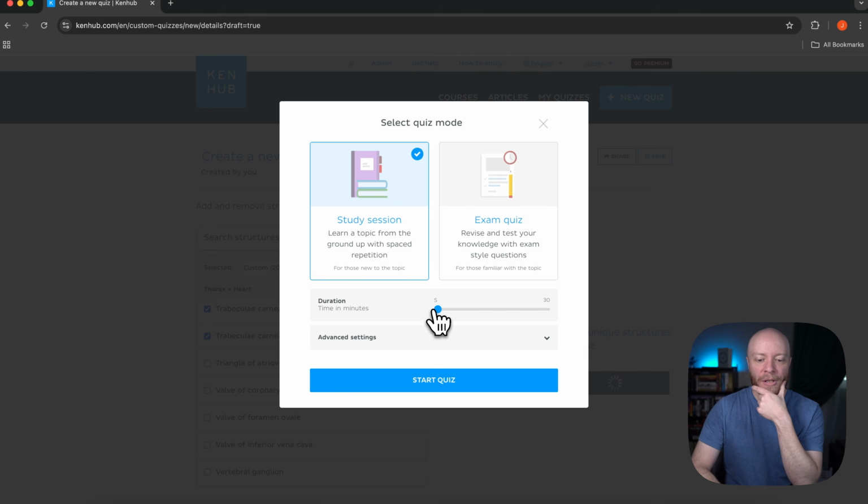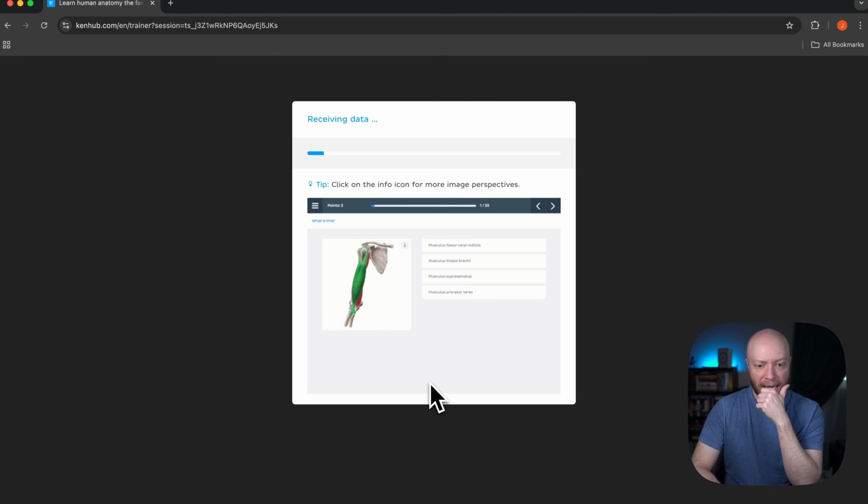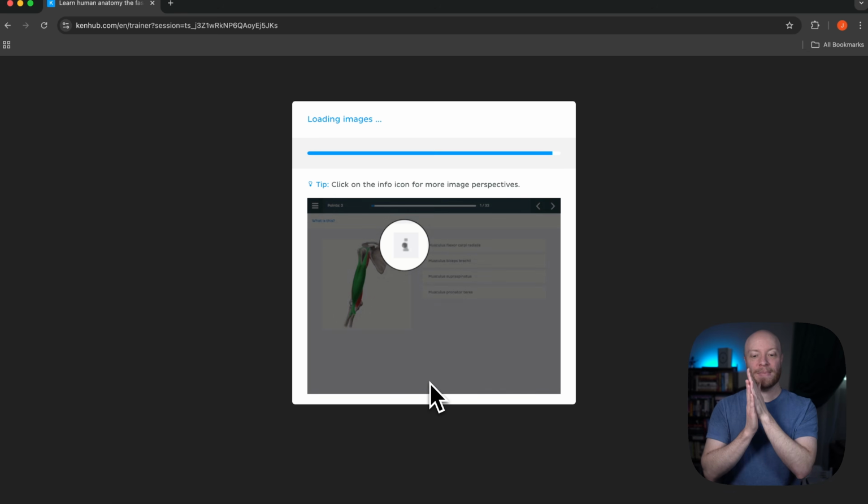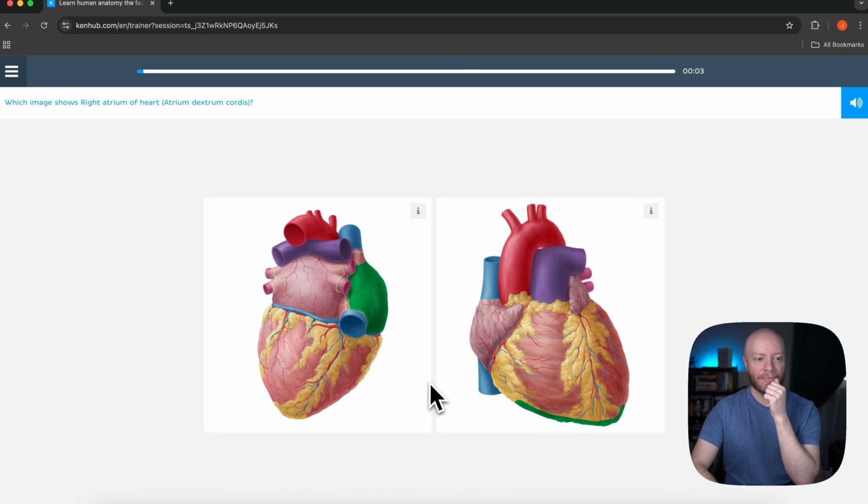So I'm going to lower the time down to 5 minutes. We're going to hit start quiz and let's see what happens. I'm excited to see what we have here. So it says, which image shows the right atrium of the heart? Now, what's going to be fun is that this is going to show you images that we did not see, but I believe in you.